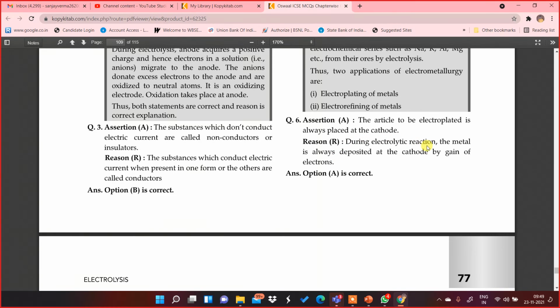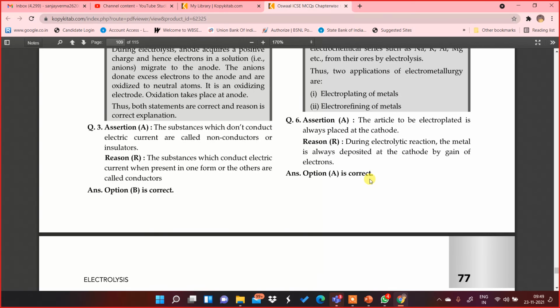Now let us see the reason. Reason: during electrolytic reaction, the metal is always deposited at the cathode by gain of electrons. Correct. So A is true, R is also true, and R is the correct reason for A. So option A they have taken. Are you getting it? These questions are called assertion-reasoning type multiple choice questions.